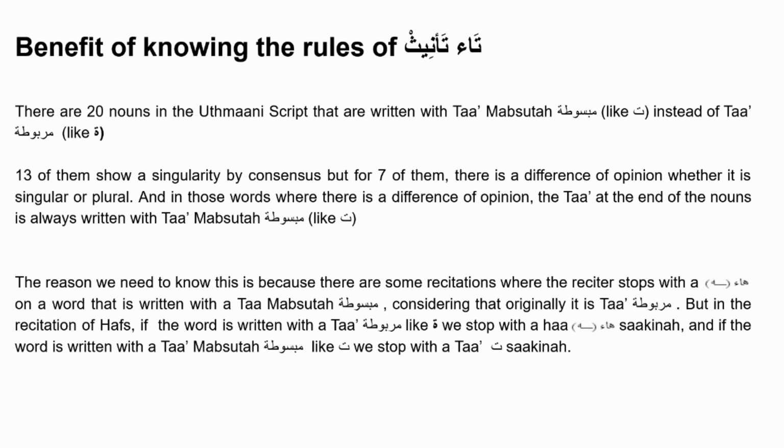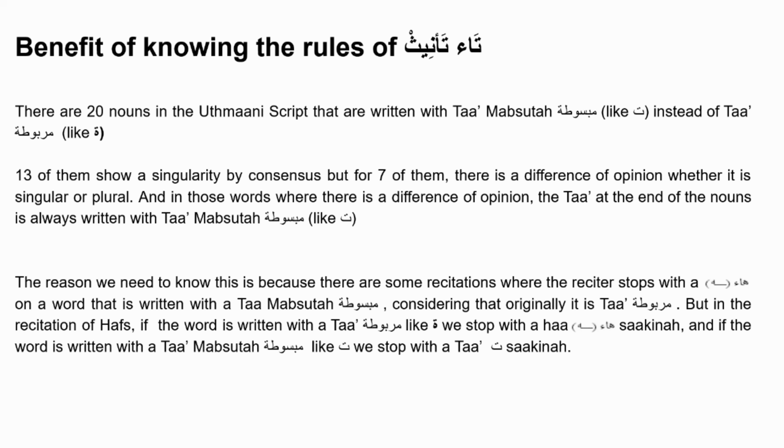So there are 20 nouns in the Uthmani script that are written with ta mabsuta, a flat ta, instead of ta marbuta, a round ta. And out of those 20 words, 13 of them by consensus are read in a singular form. In 7 of them, there is a difference in different recitations of the Quran, whether to recite the word in a singular form or a plural form. And in those words where there is a difference of opinion, the ta at the end of the noun is always written with a flat ta called ta mabsuta or ta maftuha.